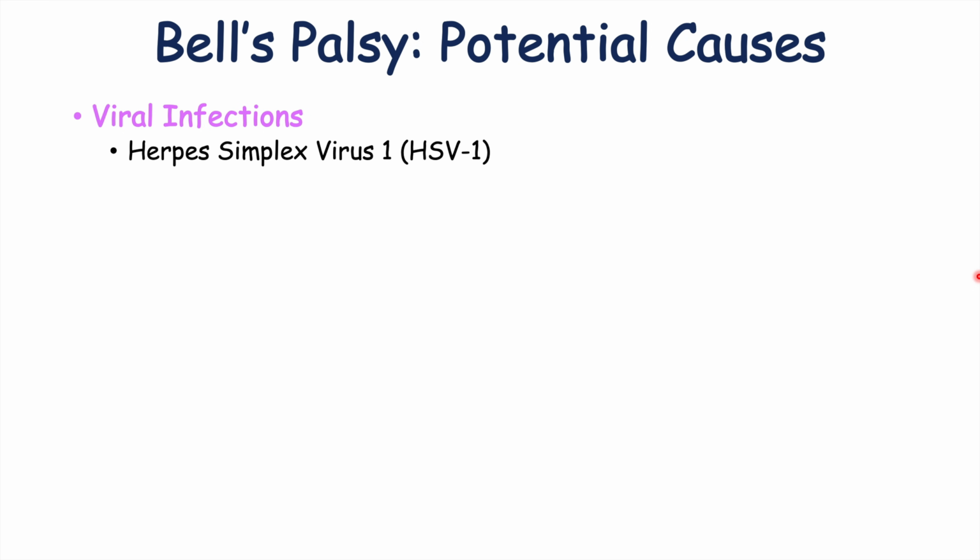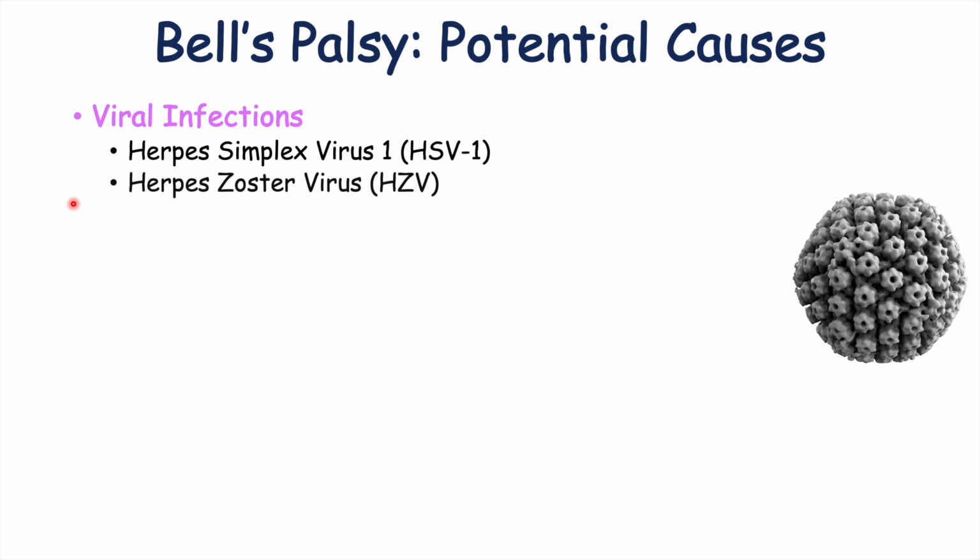Now let's talk about the potential causes of Bell's palsy. By far, viral infections have been more associated with Bell's palsy than other causes, particularly infections with herpes simplex virus 1 or HSV1. So this is the virus that causes cold sores. Another potential virus that has been implicated as a possible cause of Bell's palsy includes herpes zoster virus, or HZV. This virus is the cause of chickenpox and shingles later on in life.